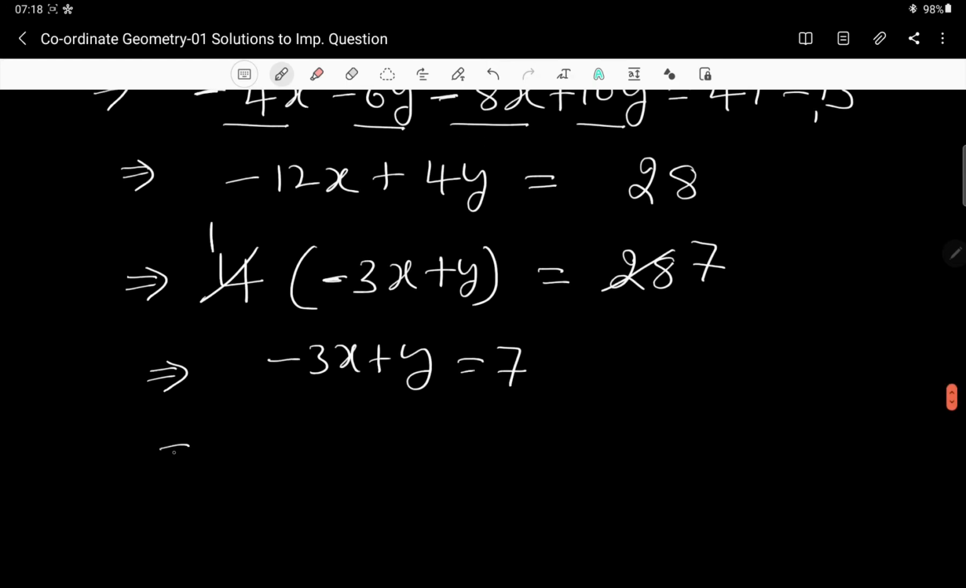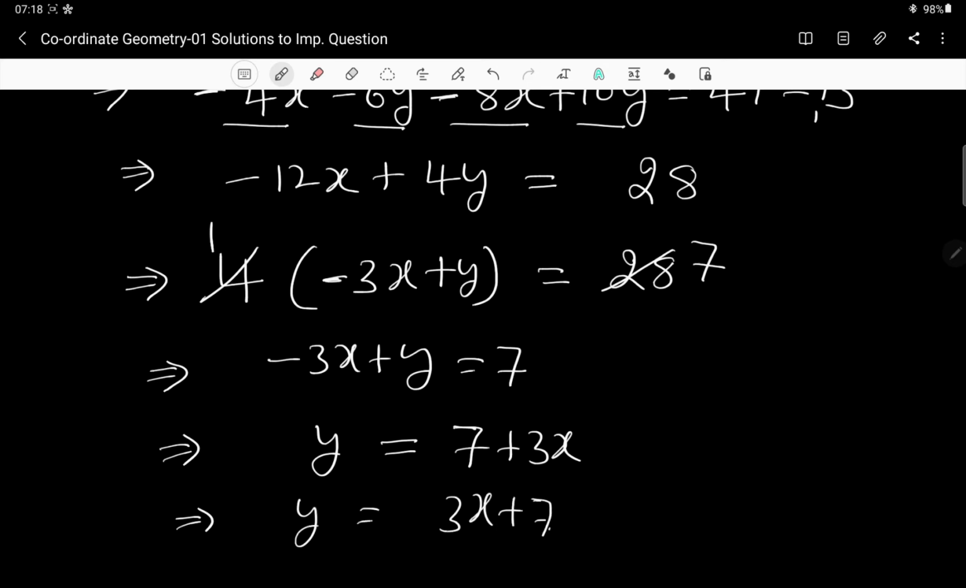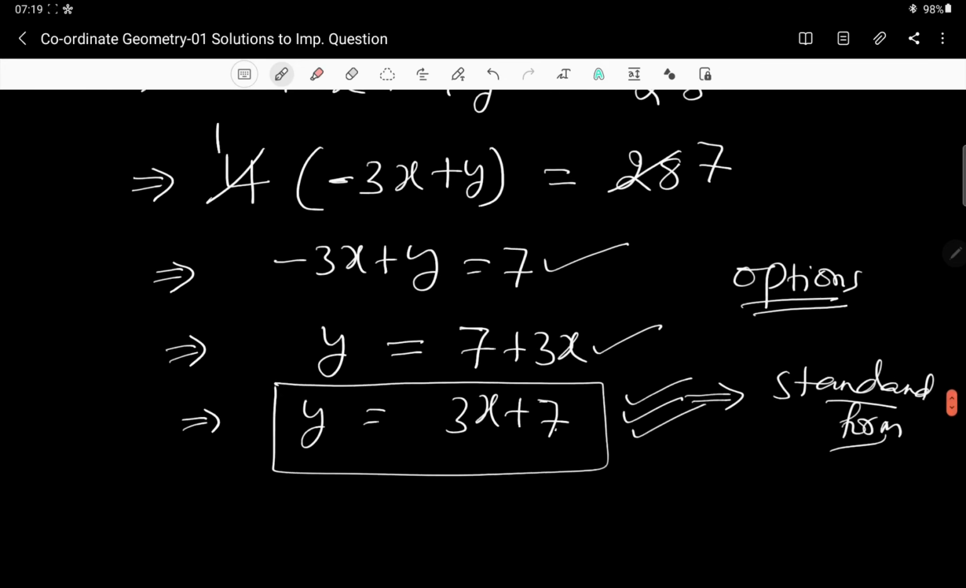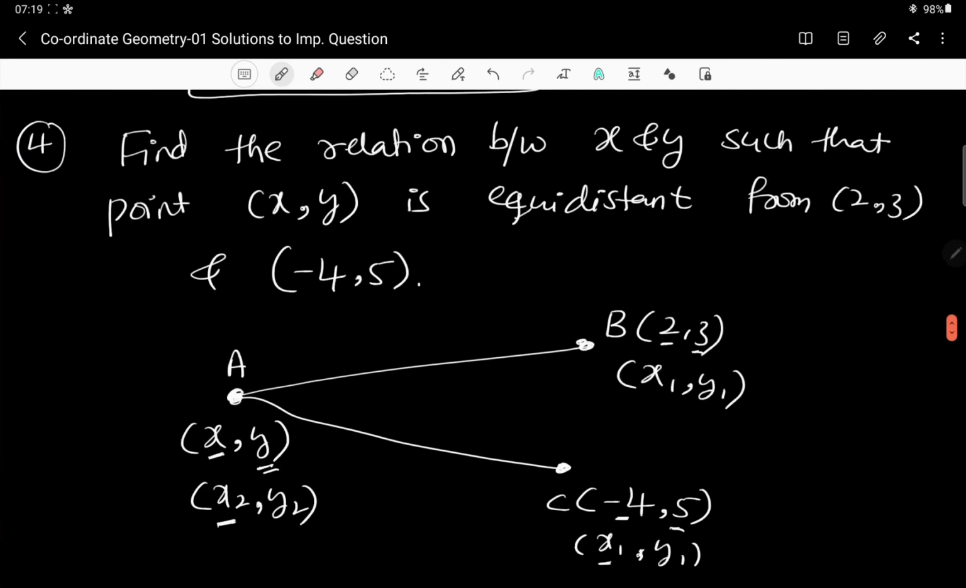This is the relation, and otherwise you can write it as y, you can keep y here only, and minus 3x that side, means it becomes 7 plus 3x. Or you can also write it as y is equal to 3x plus 7. All right, so there will be some options given, no? In those options they would have mentioned some equation. According to that you have to take the option. Right now they are asking us to find the relation. This is the relation, and this is also the relation. But this seems much better, no? It seems to be in standard form, so we should be able to put everything in the standard form. All right, so I think you must have understood this fourth question.